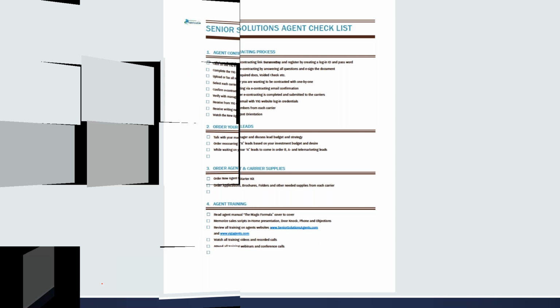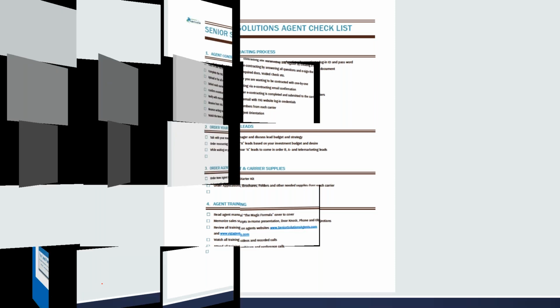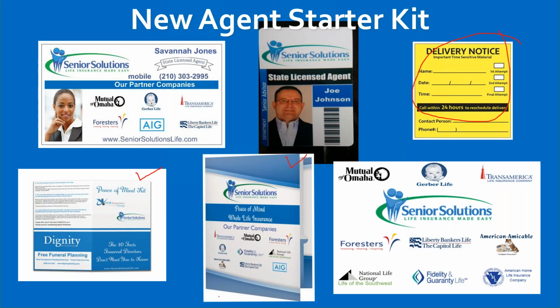This is everything that you get in the starter kit. I think I covered this in the orientation. But you get these great looking business cards, you get the ID badge, you get delivery notices, you get the 10 fax brochures, you also get folders which are now included, these great 2-pocket folders, and then the Senior Solutions flip chart. This is just the cover page of it. It's about a 4-page binder very professionally put together. You will not be disappointed with your flip chart.